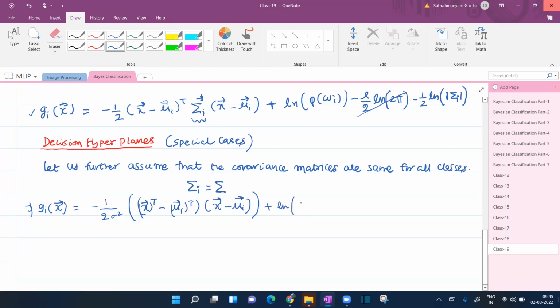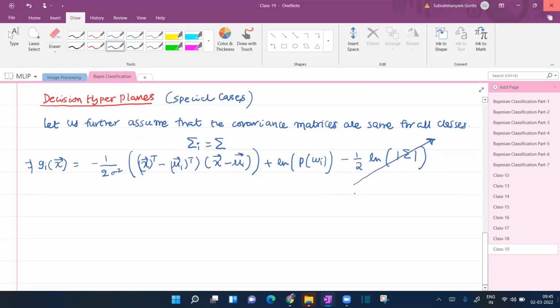Then natural logarithm of probability of omega I. In the previous class itself, I have dropped minus L by 2 into natural logarithm of 2 pi, because even after removing or keeping it, irrespective of that, it's a monotonically increasing function. Minus 1 by 2 into natural logarithm of determinant of sigma. I am now dropping this term also, because it's the same for both. So gij of x bar, which is gi of x bar minus gj of x bar, this will not be there.